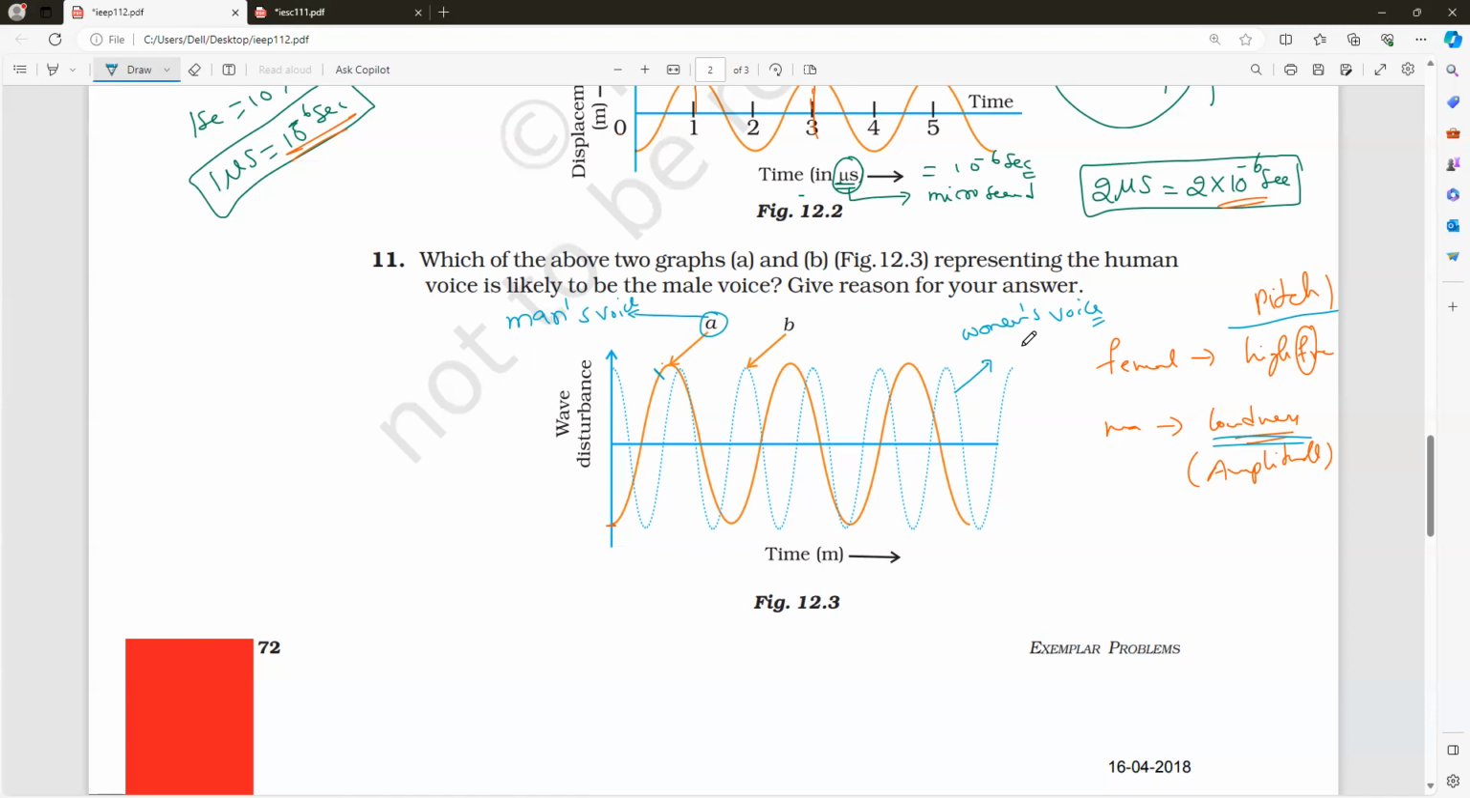Clear, everybody? Yes, sir, low pitch voice. So man's voice has low pitch. It means graph A shows man's voice. Clear, everybody? Yes, sir.